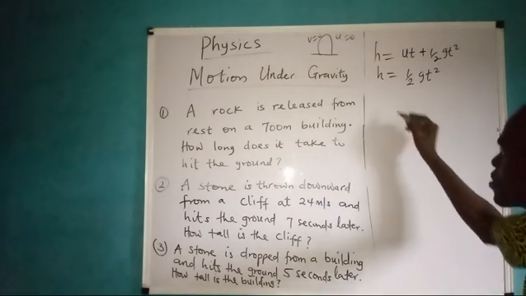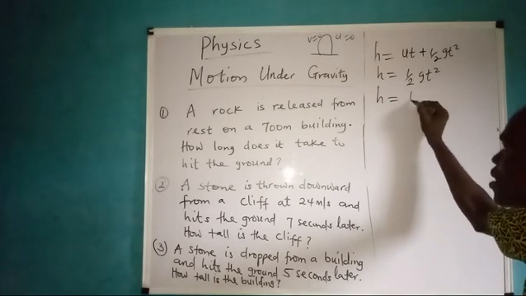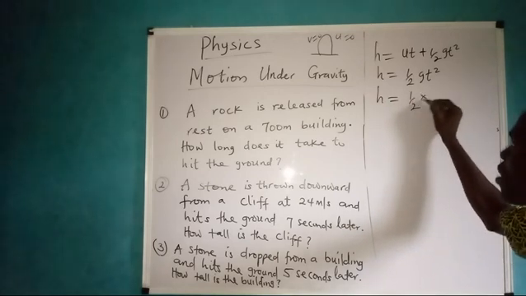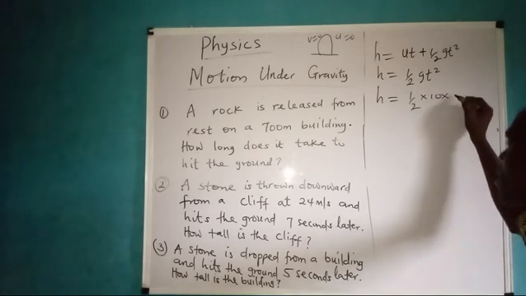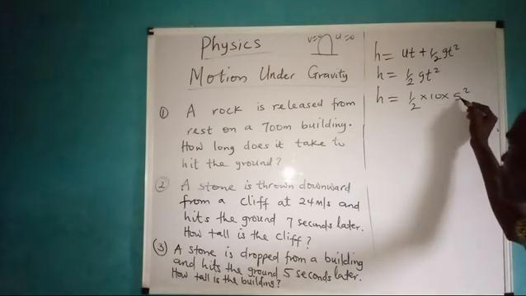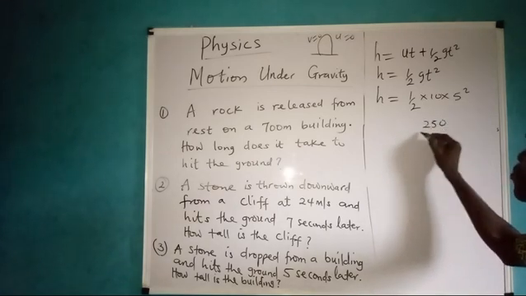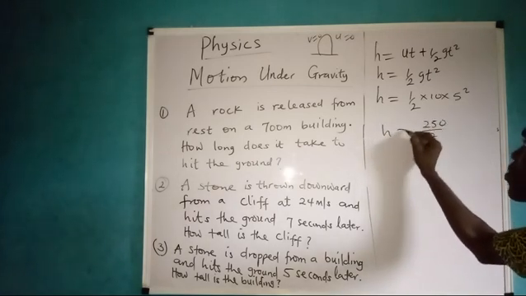Therefore, we are asked to look for the height of the building, so we have h as the height there. And what is our g? Our g is 10. And what is our time? They give us time as 5 seconds. 5 squared is 25, 5 times 5. And then we go 250 over 2. And let us see what we have there.